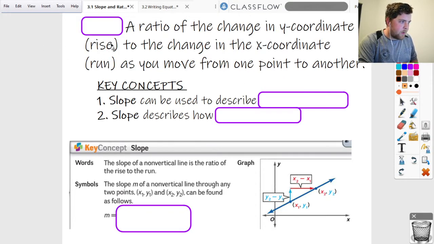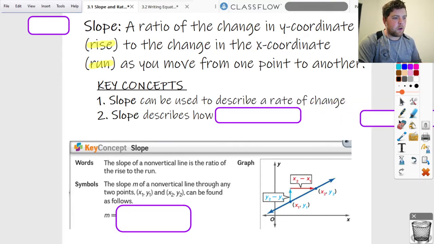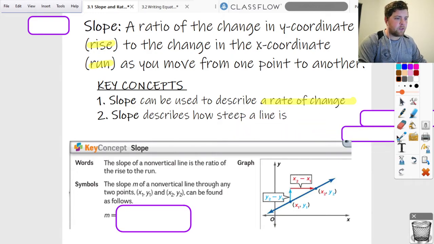Okay, so to start it off, we have slope. Slope is the ratio of change in the y-coordinate, aka the rise, to the change in the x-coordinate, aka the run, as you move from one point to another. The key concept of this lesson is that the slope can be used to describe a rate of change, and you'll hear us talk about that over and over again. And then also, it describes how steep a line is. So it's going to be talking about rate of change, and then if we're looking at a graph, how steep a line is.